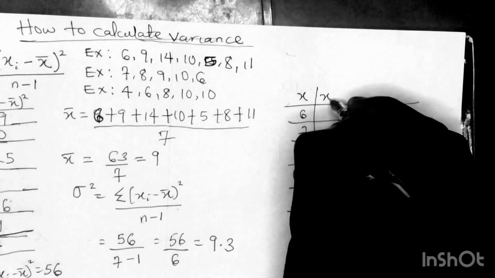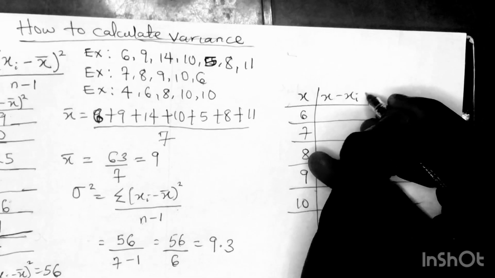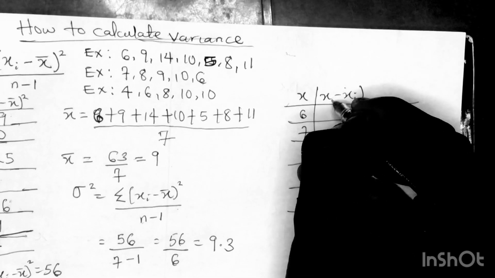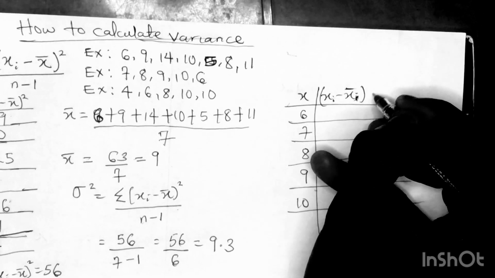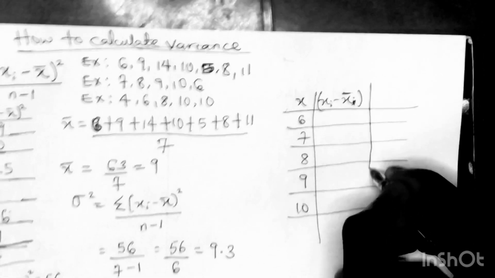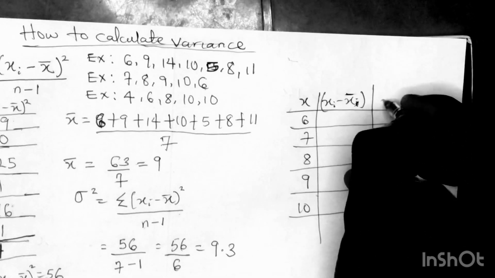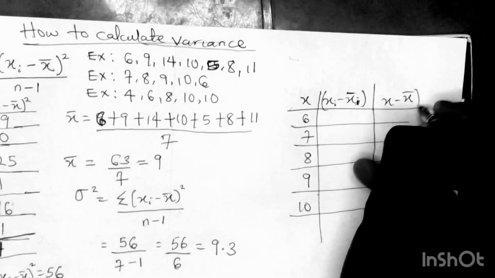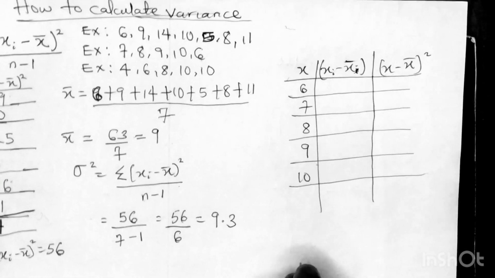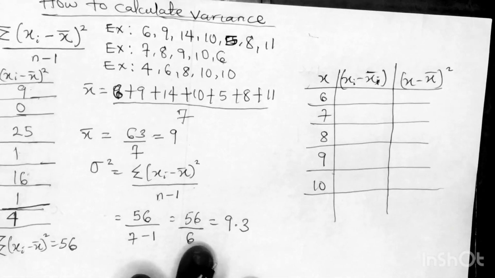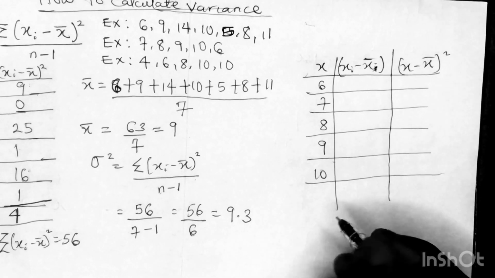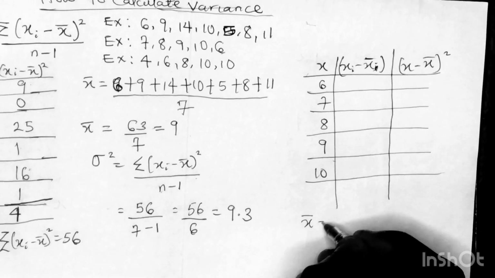Then I have xi minus x bar. Then I will have the square of it here. So xi minus x bar squared. So the first thing we need to get is our x bar, right? I'm sure you will agree with me. So to get my x bar is going to be what?